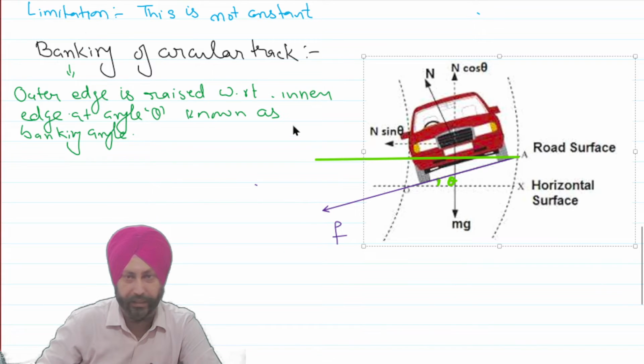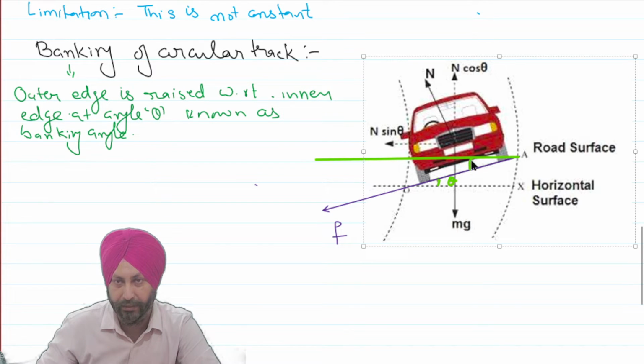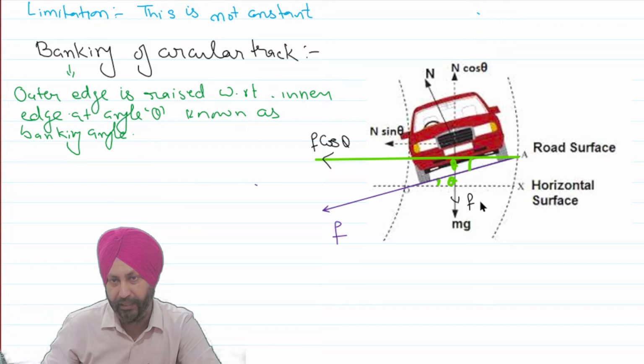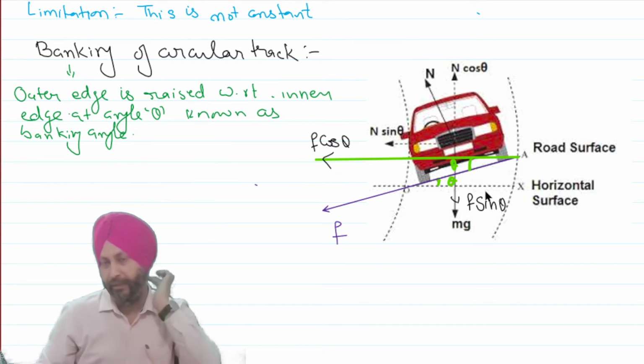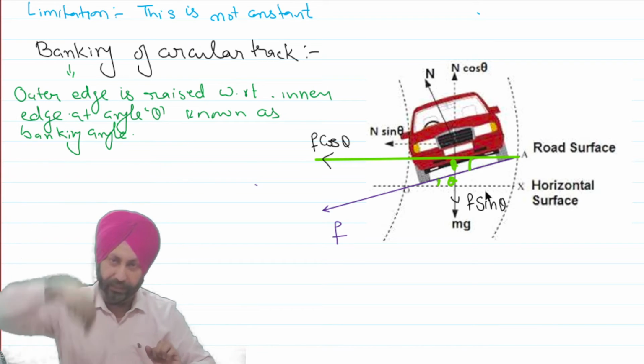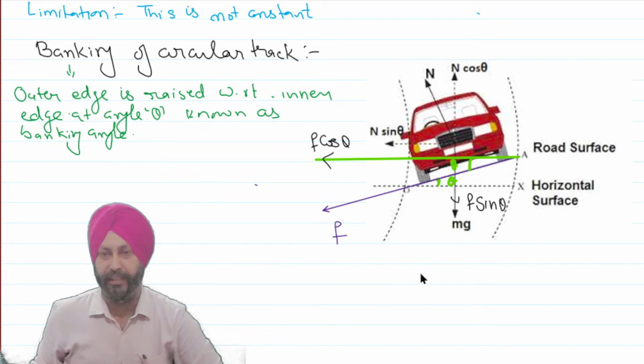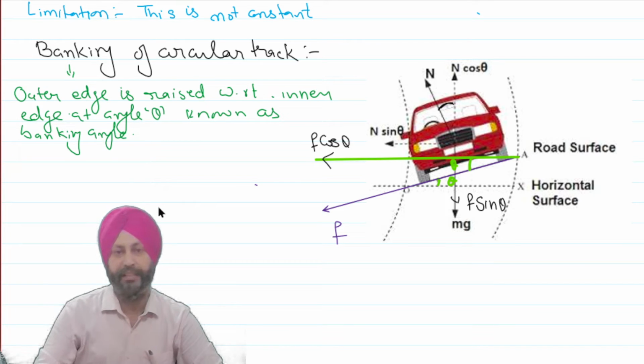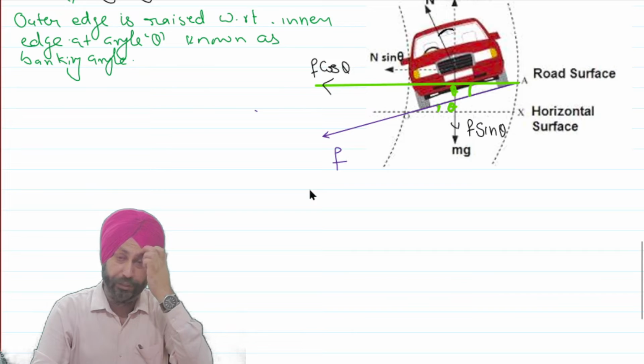If this angle is theta, then this angle is also theta. Yes sir. The force of friction has two components. The component along the side of the angle is the cos component, and perpendicular to that is the sin component. F cos component is towards the center, F sin component is vertically downward. Here the normal reaction can also be resolved into two: N cos theta vertically up, N sin theta towards the center. Now what is the centripetal force here?